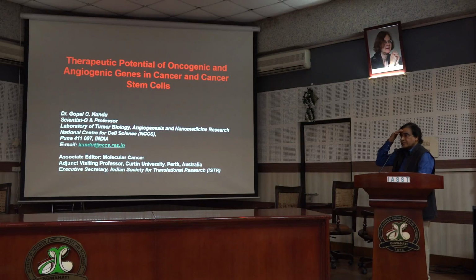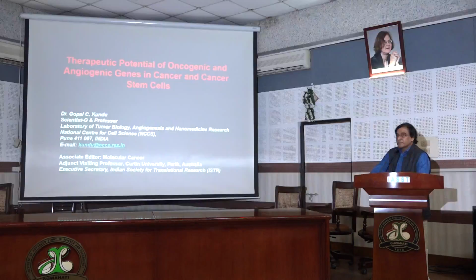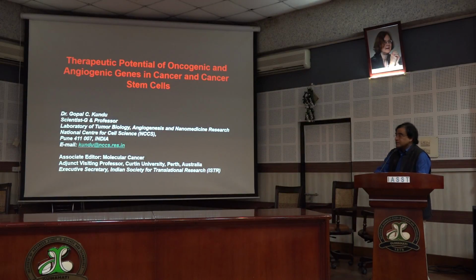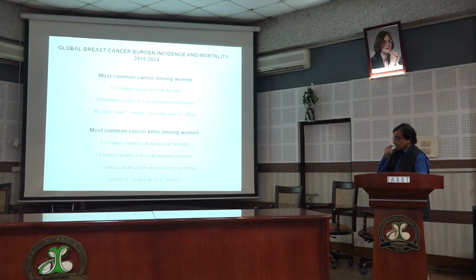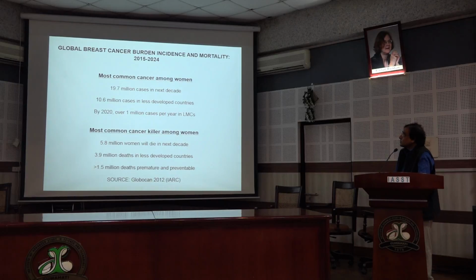Particularly in our laboratory, for the last 18 years we have been working mostly on two cancer models. One is breast cancer and another one is skin cancer or melanoma. Although we do work related to prostate cancer, cervical cancer and many others, those are mostly in a collaborative way. So in terms of breast cancer, all of you know the global breast cancer burden, incidence and mortality.